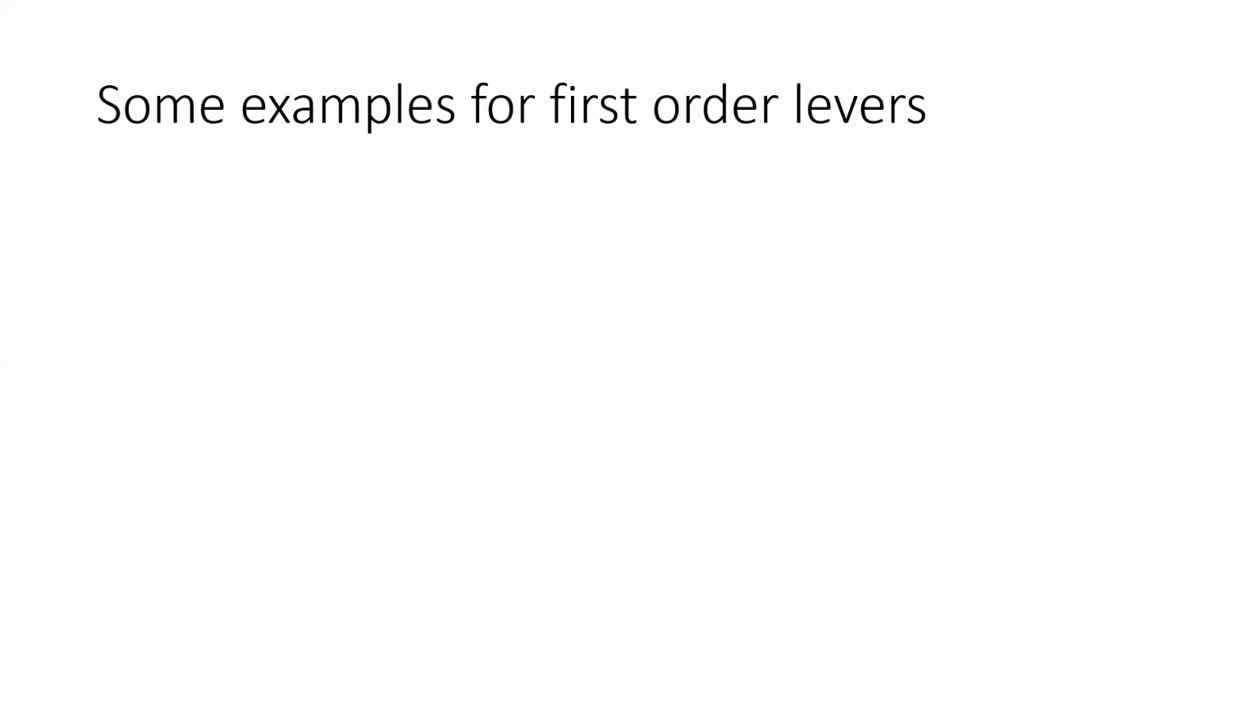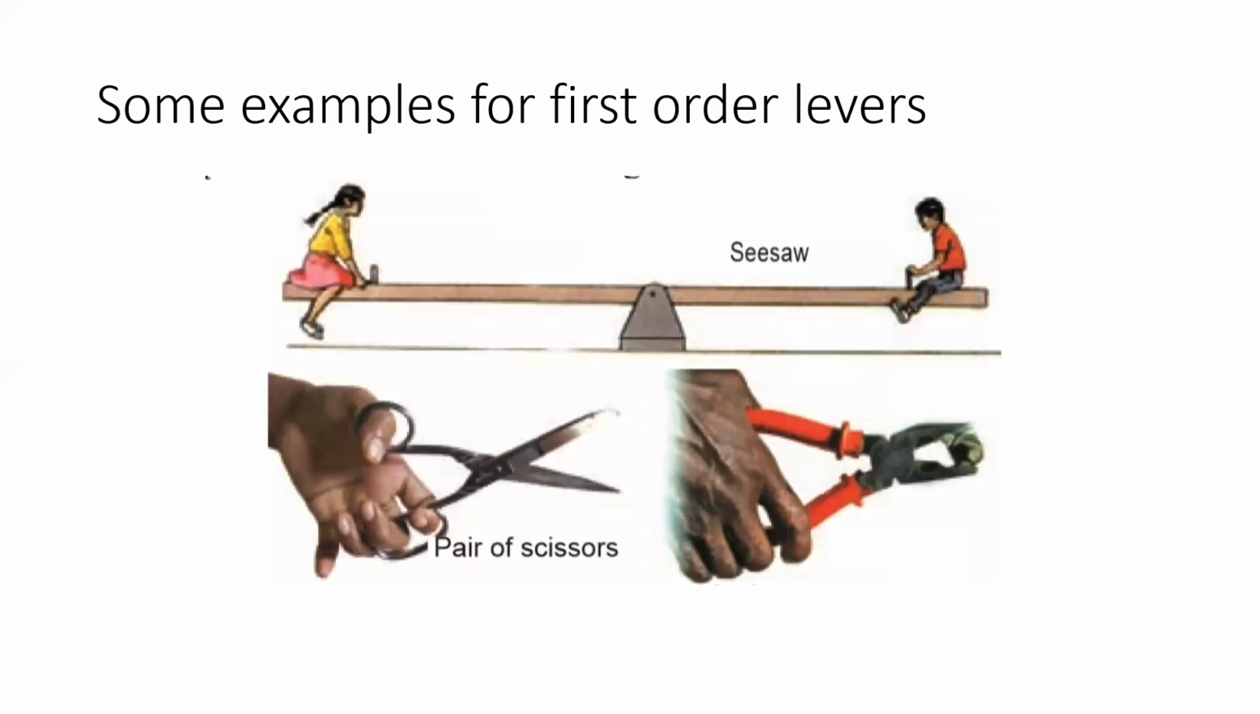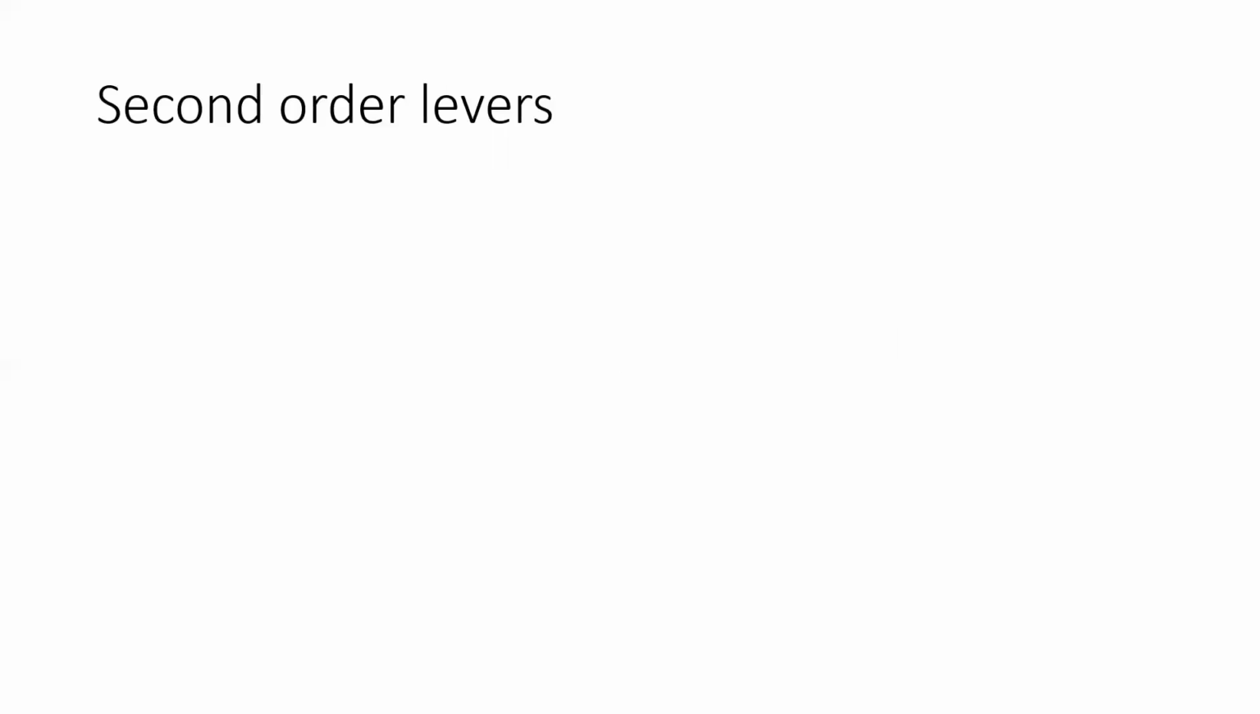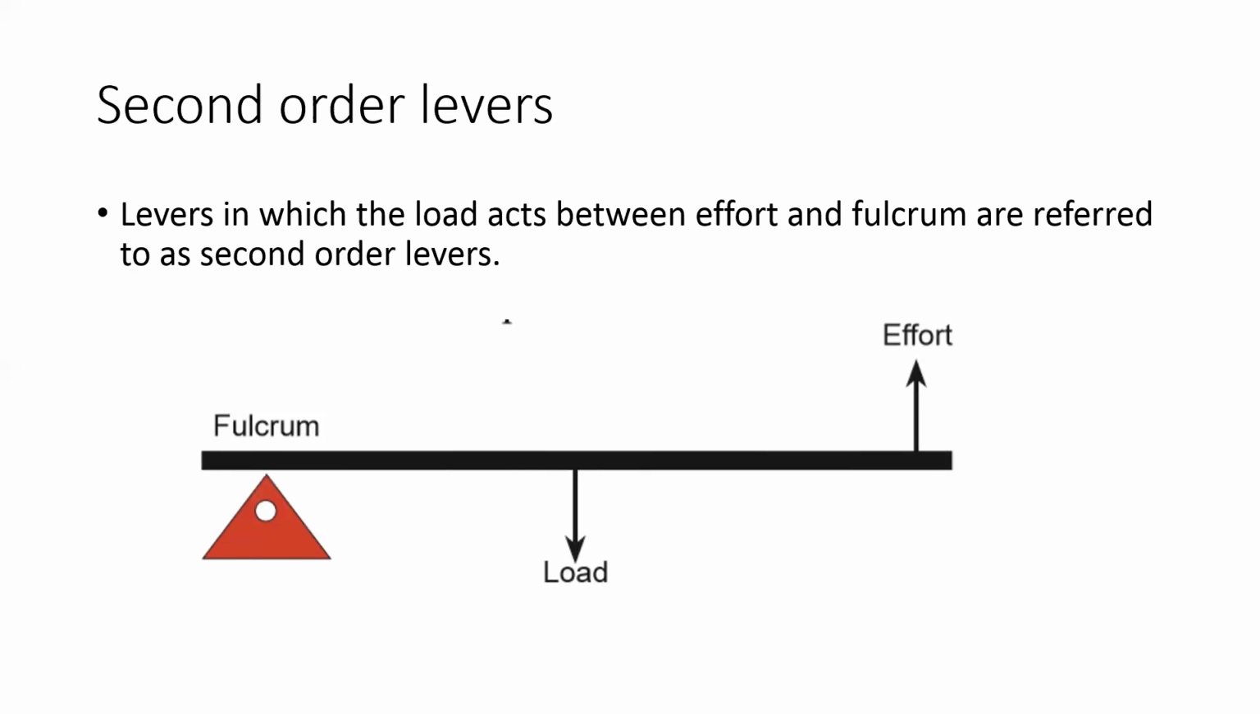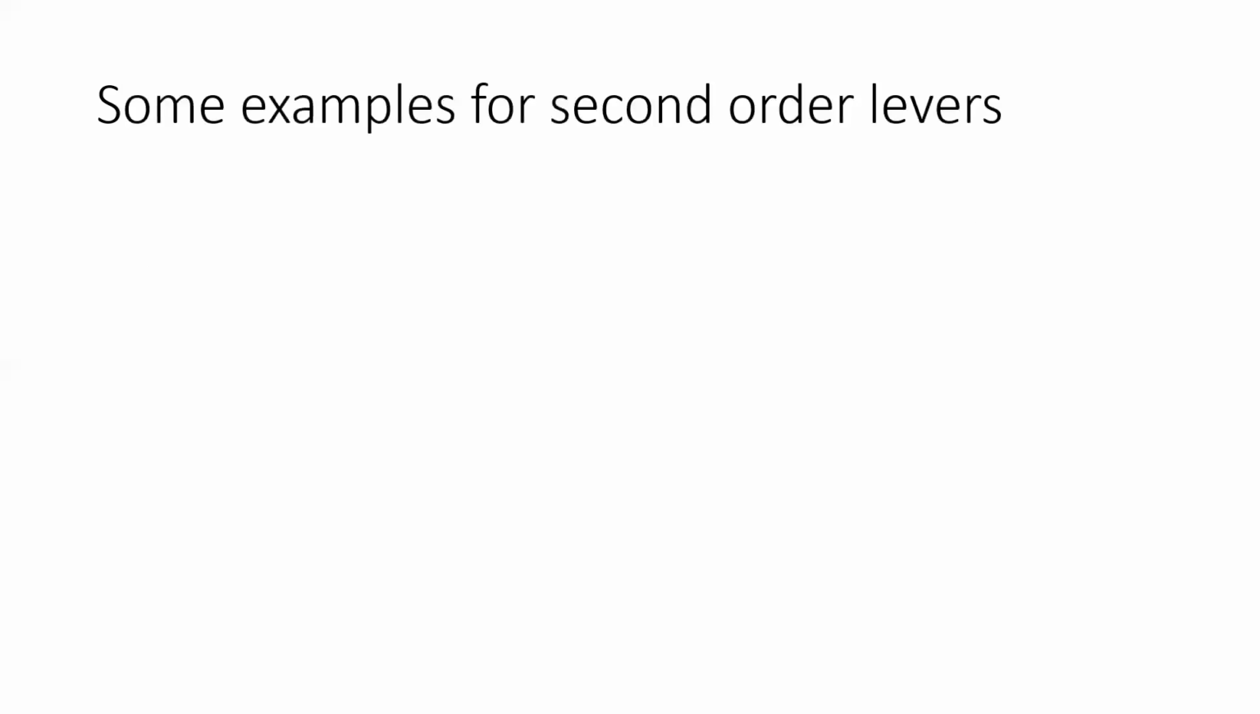These are some examples for first order levers. Then second order levers. Levers in which the load acts between effort and fulcrum are referred to as second order levers. Here always load is at the middle. Some examples for second order levers.